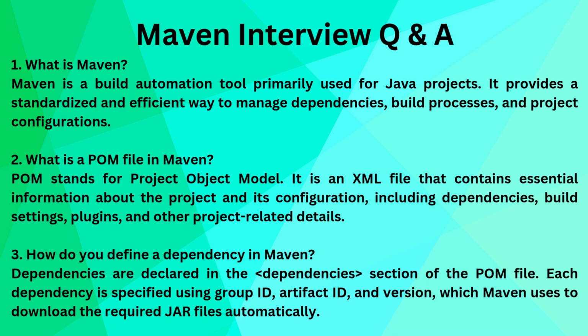How do you define a dependency in Maven? Dependencies are declared in the Dependencies section of the POM file. Each dependency is specified using the group ID, artifact ID, and version. Maven uses these details to download the required jar files automatically.